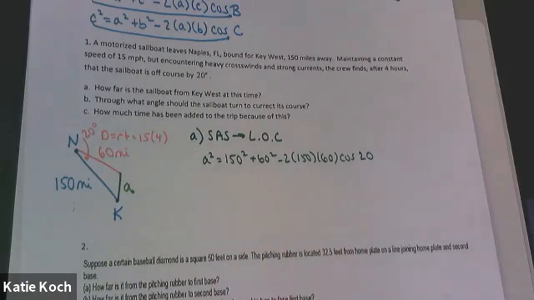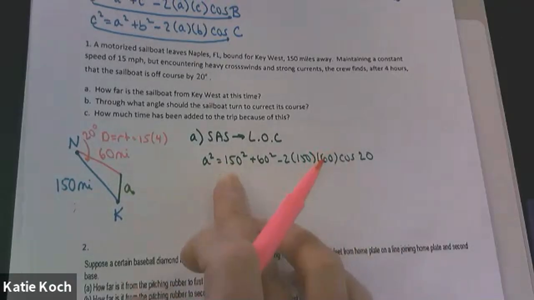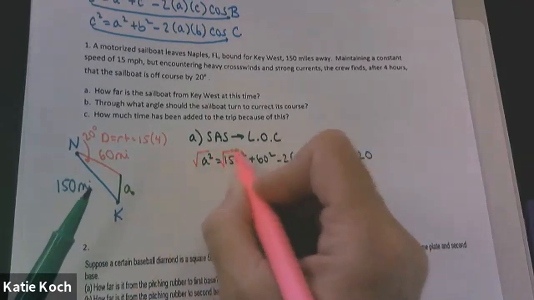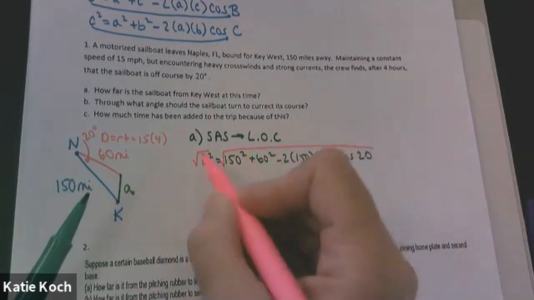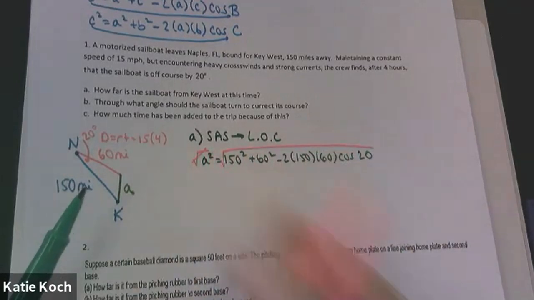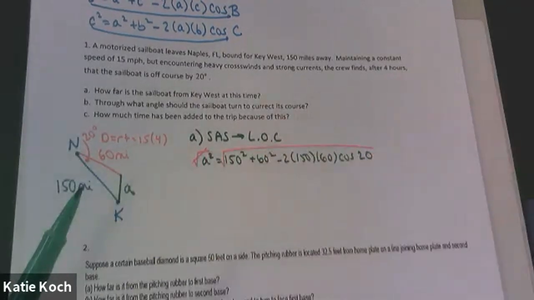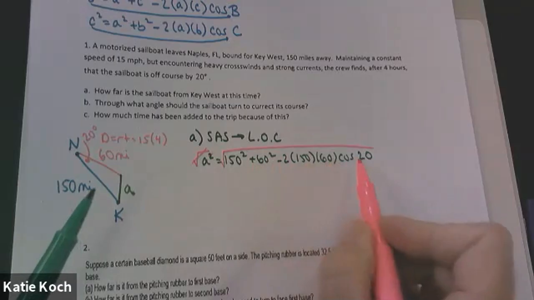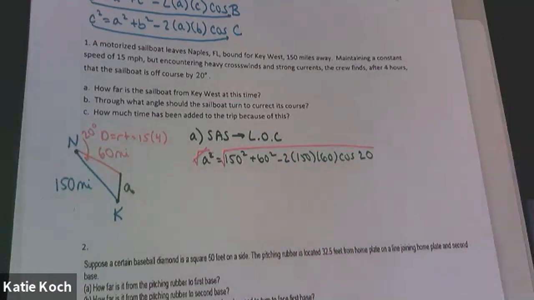All right, get A alone. Now, this is very quick. Watch. To get A alone, you're just going to square root both sides. So all at once on your calculator. Don't type it in little bits at a time. Just all at once, type in a square root of, and then do your 150 squared plus your 60 squared minus 2 times 150 times 60 times the cosine of 20. All at once, all in one line.